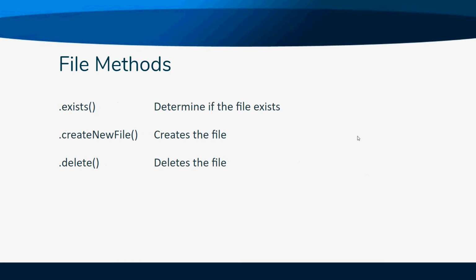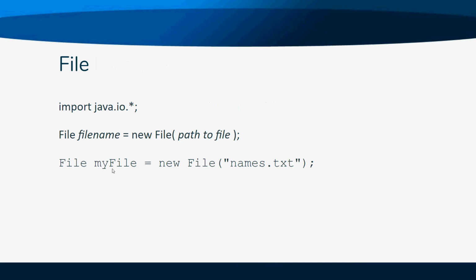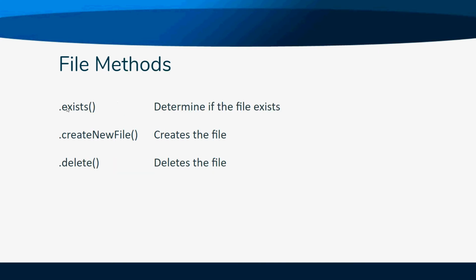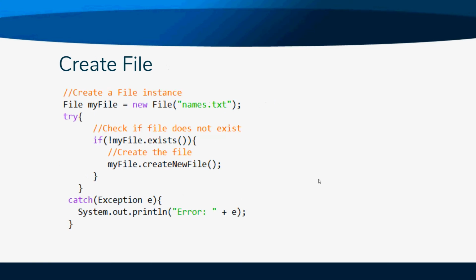Okay, there's a couple of file methods. In this situation, the file is called myfile. So if you wanted to see if that file existed, you could say myfile.exists. That would probably be in some sort of if statement because this returns a true or a false. I could say createNewFile, and it would actually create that file called names.txt. I could delete that file. I could say myfile.delete, and it would delete that particular file.